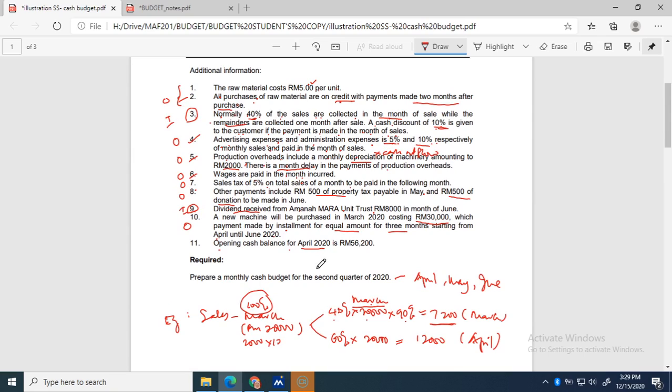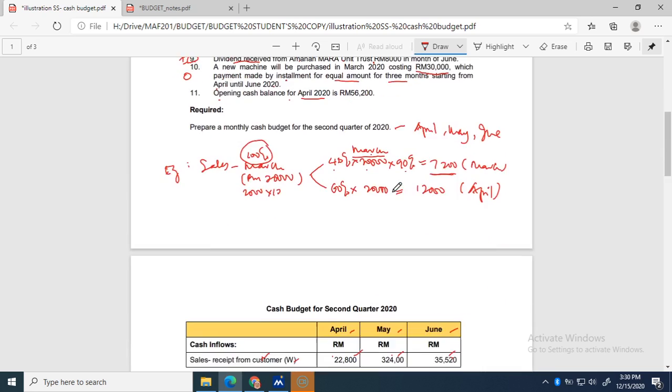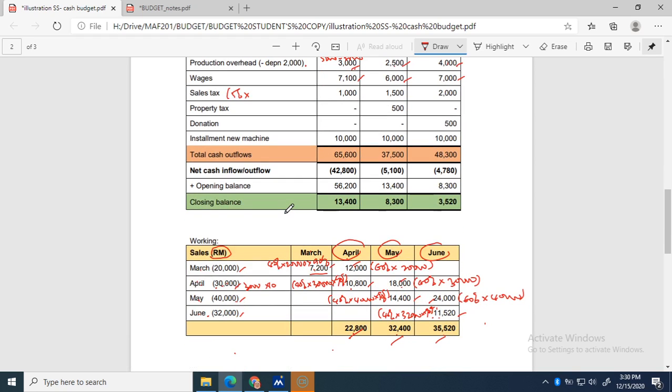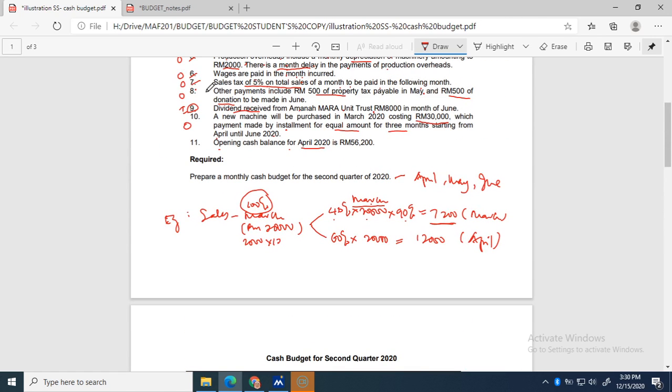Okay, sales tax, number 7. 5% of the total sales of a month to be paid the following month. So that means paid 1 month later. So April will pay based on March. So 5% from March sales. March sales will be 20,000. So 20,000 times 5%, you get 1,000. Okay, 5% times April 30,000 paid in May, 1,500. 5% of 40,000 May, 2,000 will pay in June. Okay, so finish for number 7.